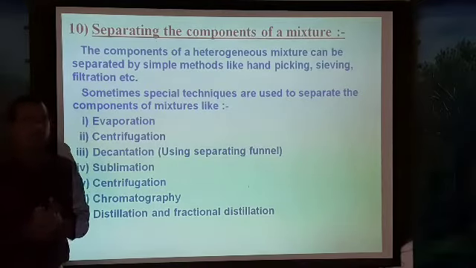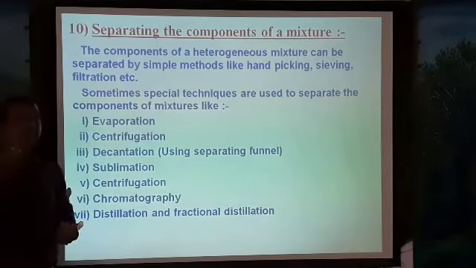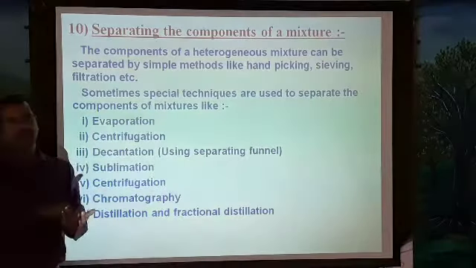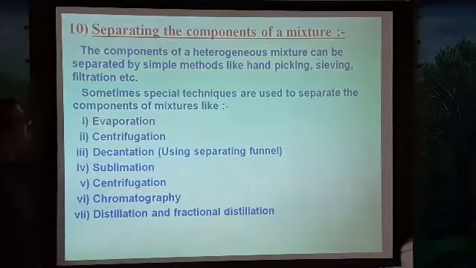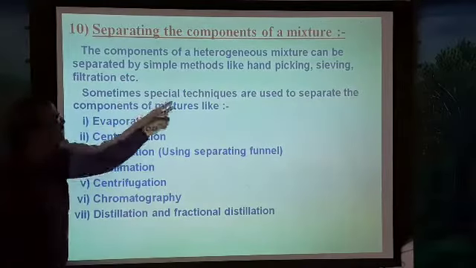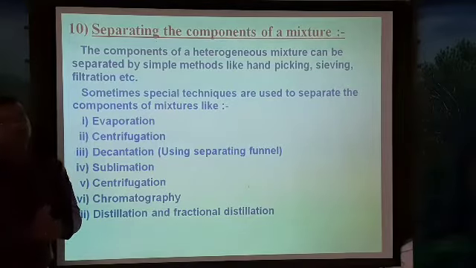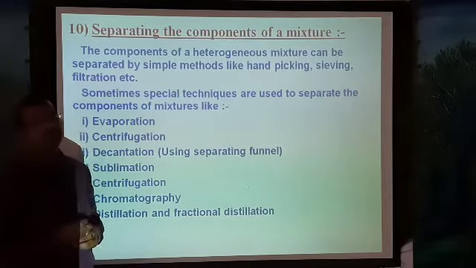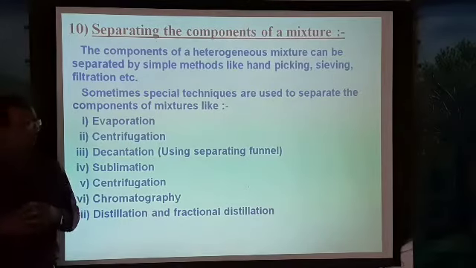Say, for example, you can take salt mixed with sand, and some other grains mixed with the sand. We can see the particles inside it. We can separate them by hand picking, a physical way, or by sieving or filtration. Sometimes special techniques are used to separate the components of mixtures. Some mixtures we can separate by the physical way, but for some we use different methods. What are those?